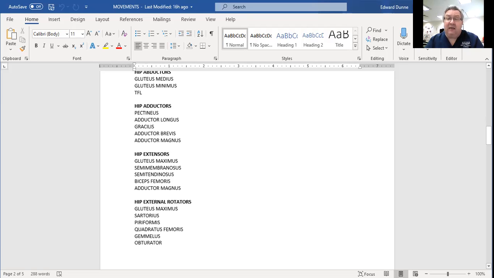Pectineus is a muscle that does adduction of the hip, but it's not a major mover of it. I just put it on the list. Not a muscle that I really want you to worry about. The muscles I do want you to know are the rest of them.